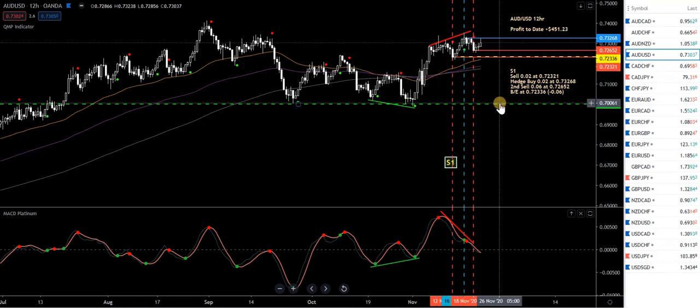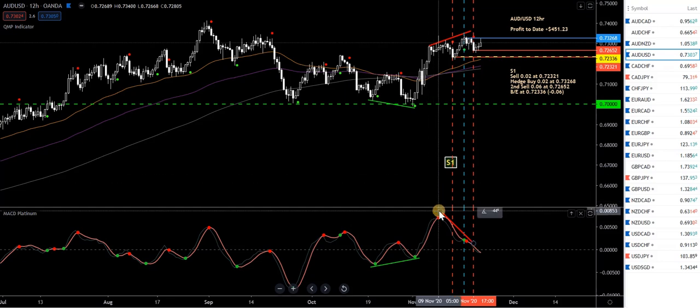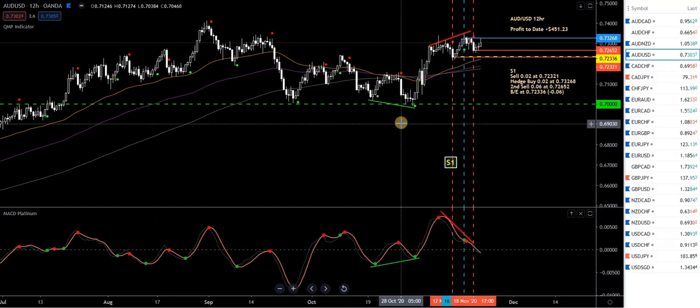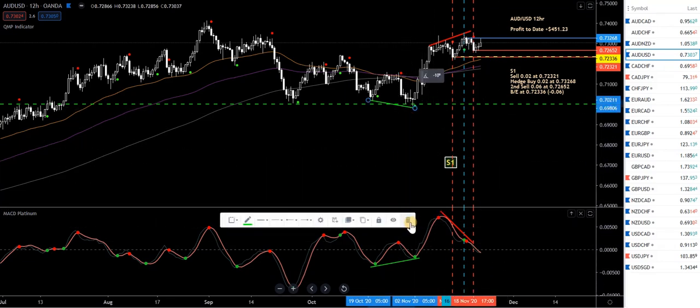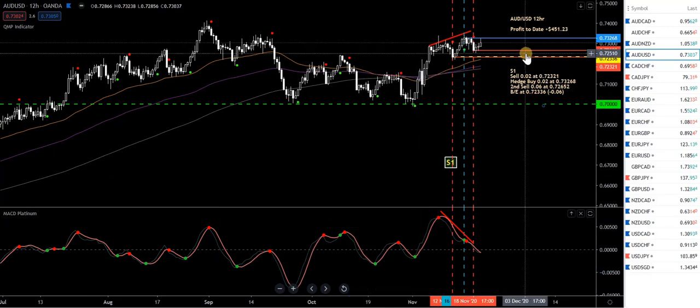Aussie USD, one sequence, sell, hedge buy, second sell, break evens there. Same deal. Again, these green lines are big numbers, in this case the 70 cent level. So you can see prices going up, MACD's going down, obvious divergence. Probably get rid of these lines, they're no longer valid. I don't want to keep them on the chart. So that's the Aussie, making some good money on that. Pair I like to trade.